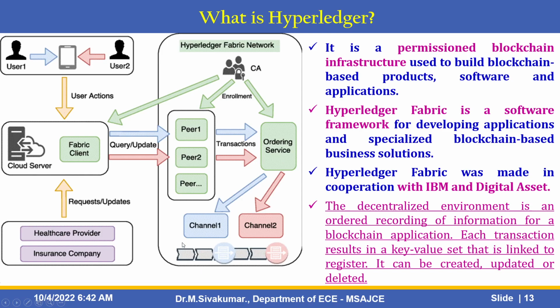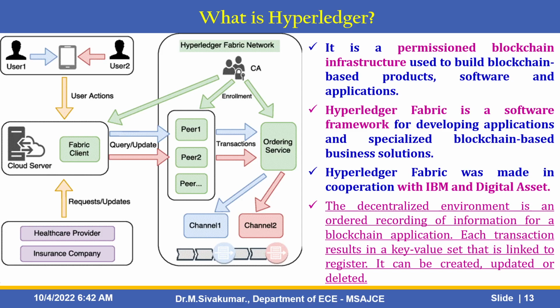This is a blockchain architecture. What is Hyperledger? It is a permissioned blockchain infrastructure used to build blockchain-based products, software and applications. So Hyperledger is a software framework for developing applications and specialized blockchain-based business solutions.